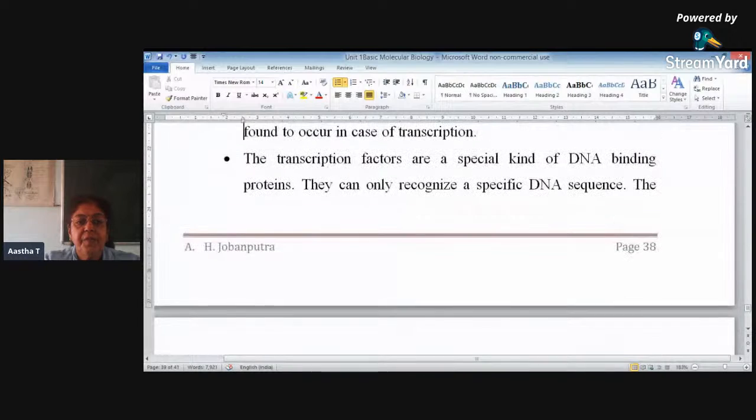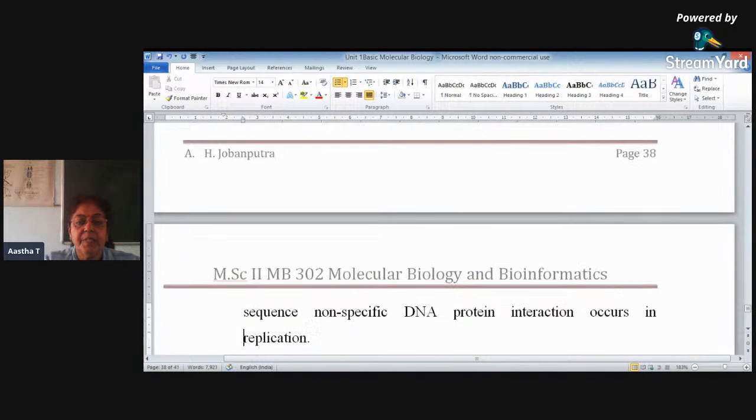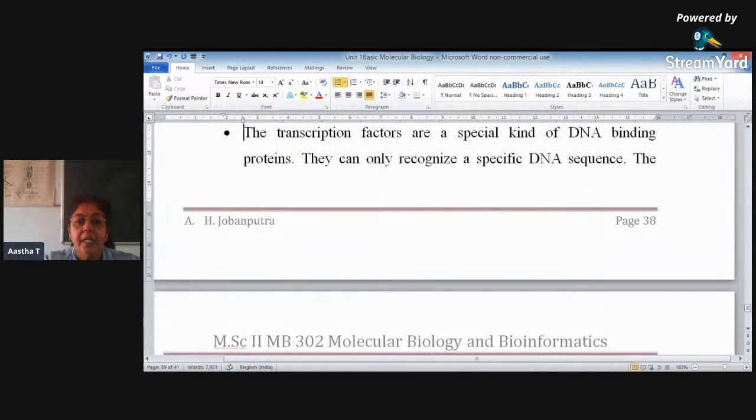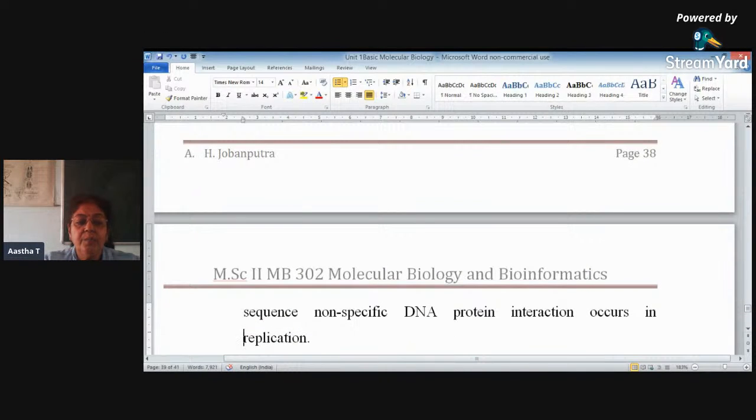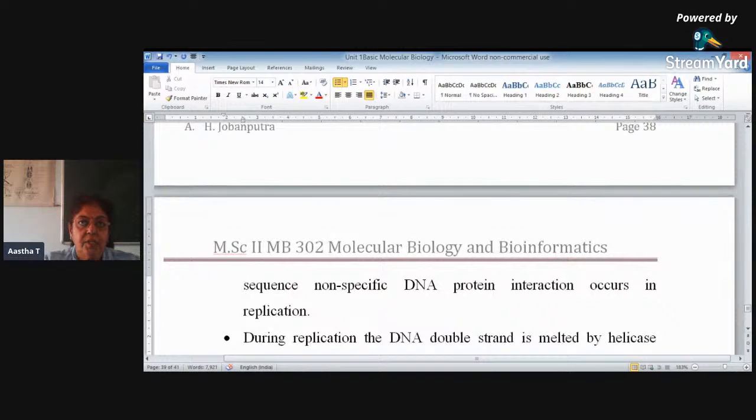The transcription factors are a special kind of DNA binding proteins. They recognize specific sequences on the DNA. The sequence non-specific DNA protein interactions occur in replication.